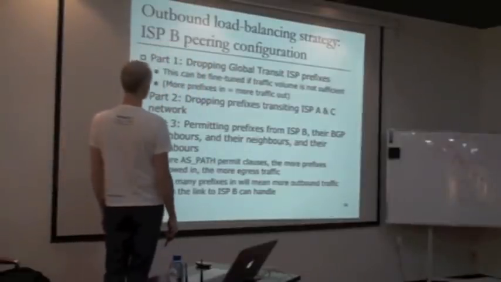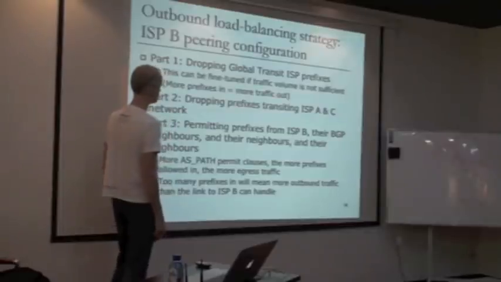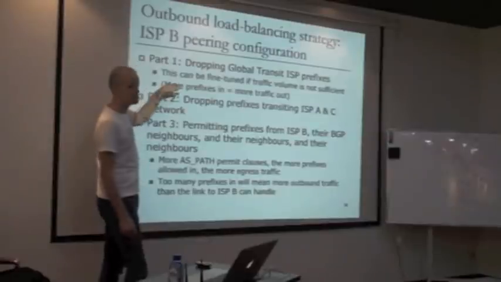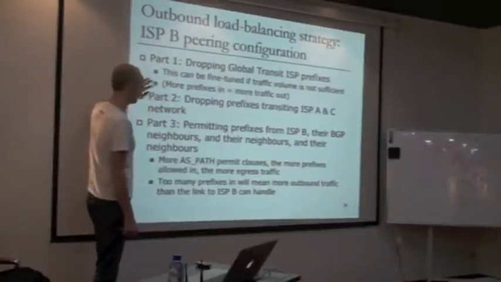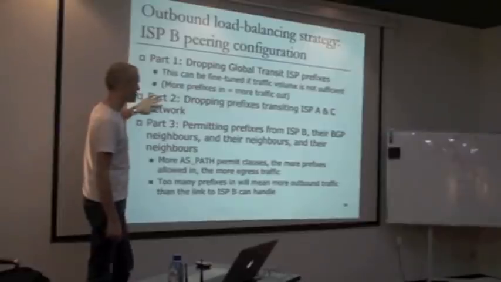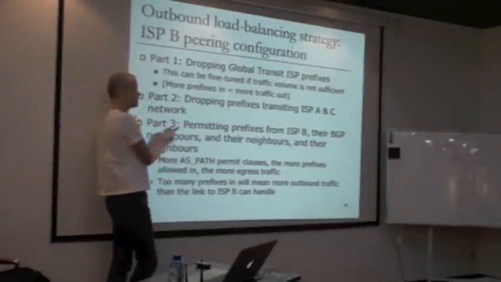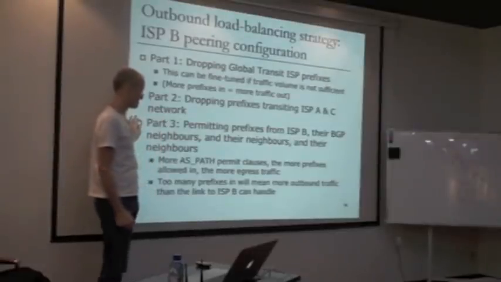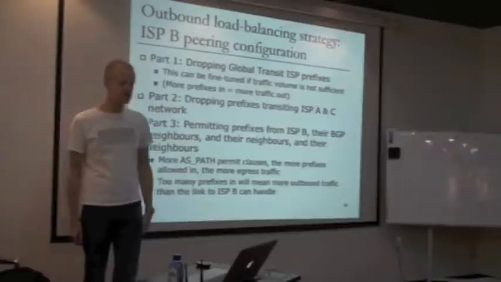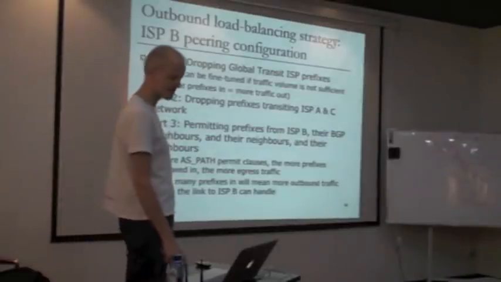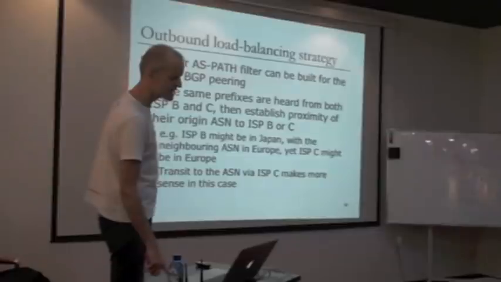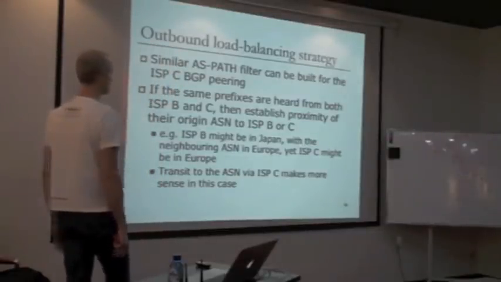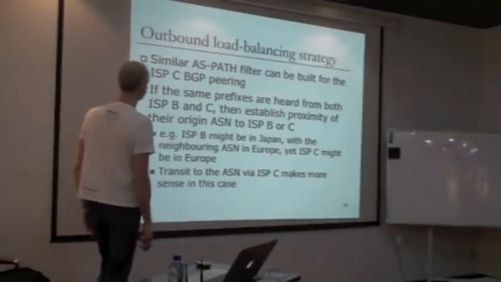Right, so we drop the global transit ISP prefixes. You can fine tune it if you don't have enough traffic volume. More prefixes in, more traffic out. Drop the transit prefixes transiting A and C. Permit prefixes from B, their neighbors, the neighbors' neighbors, and so forth. We can vary that AS path permit until we get the right amount of traffic. We can do the same thing for ISP-C as well. Exactly the same thing for ISP-C.